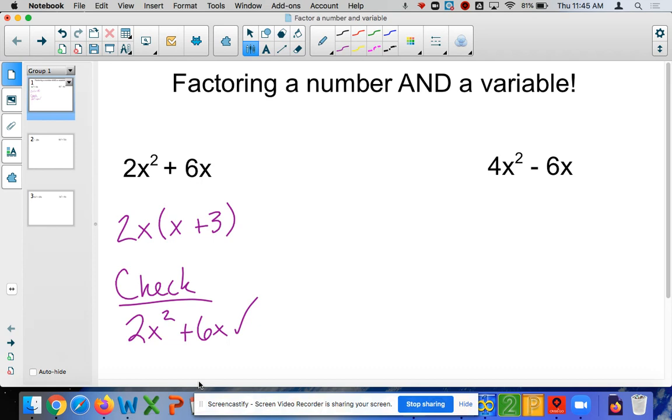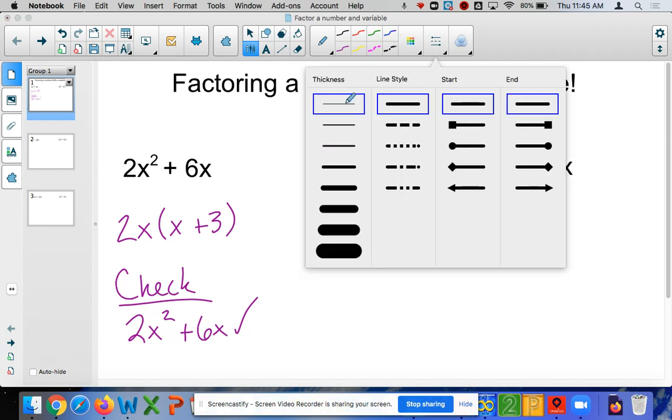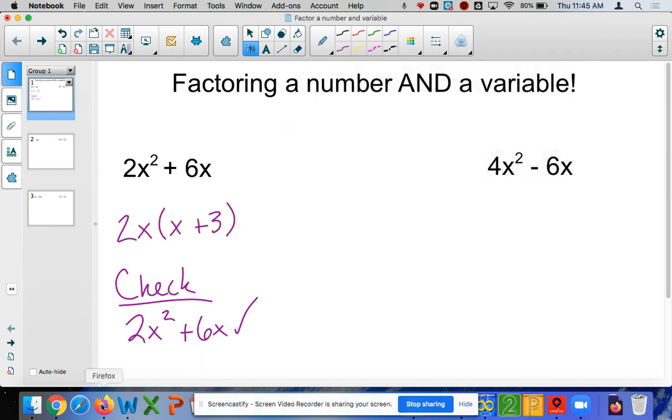Now let's look over here, 4x squared minus 6x. Again, we're asking ourselves, what is the largest number that these two share, the 4 and the 6? And it's not 4. 4 doesn't go into 6, but 2 does. So once again, I've got a 2 right there. And I notice both of them have at least one x. So I'm going to factor out an x as well. So I've got 2x on the outside of the parentheses.